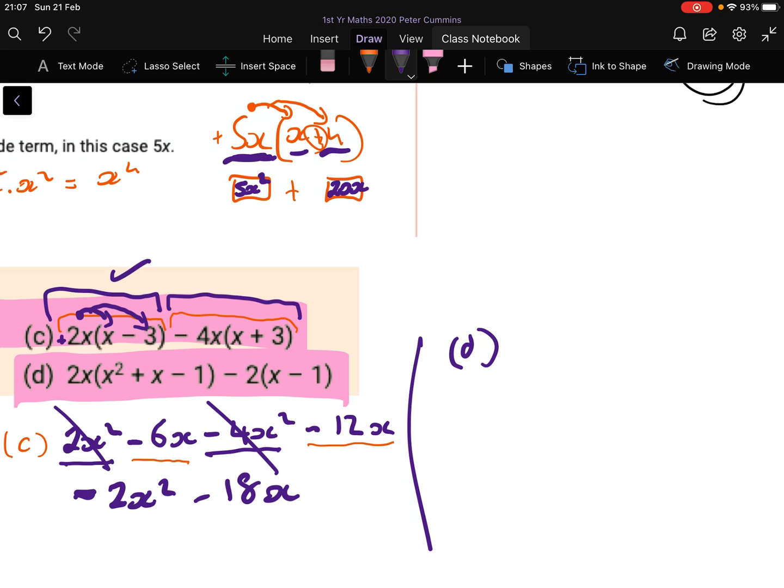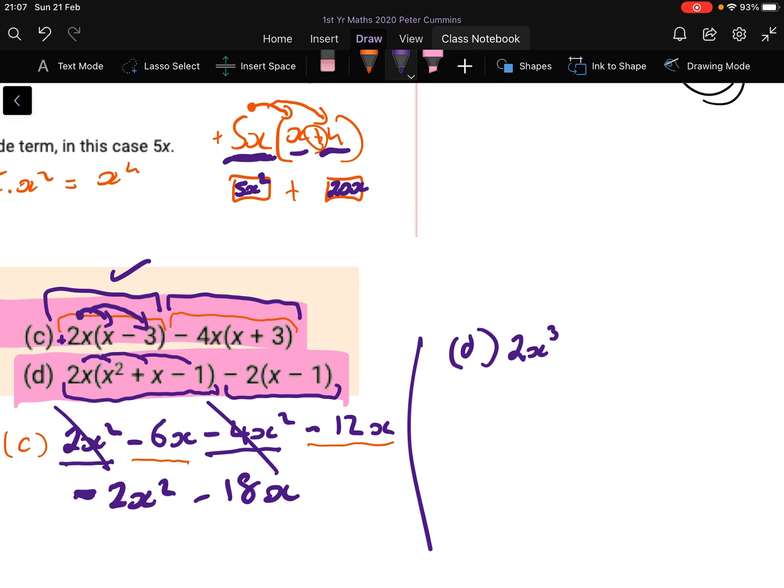Now, again with D, we take it step by step. D has a sum here to work out, and it has another sum here to work out, to do the multiplication, and then we'll add them up and take them away and simplify it and so on. So, I'm going to start by multiplying my 2x by everything in the bracket. So 2x by x squared is going to give us 2x cubed.